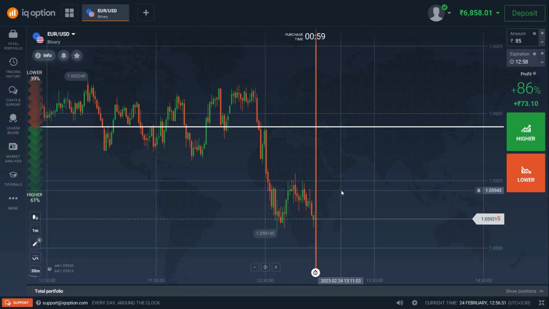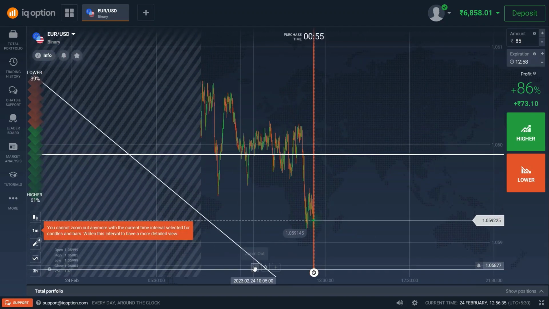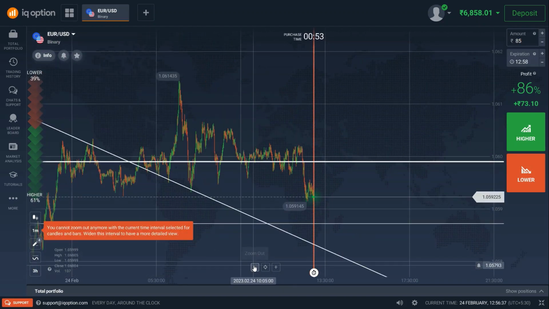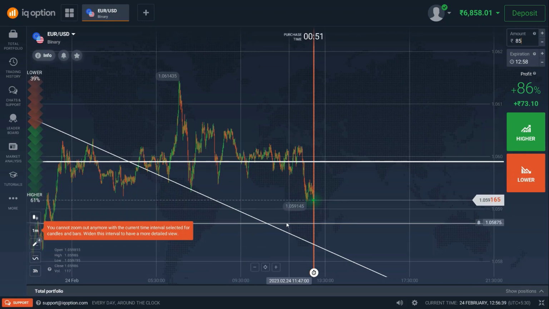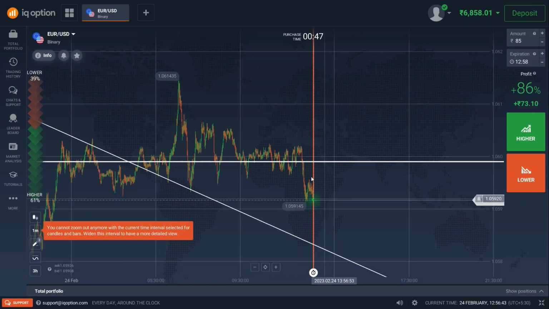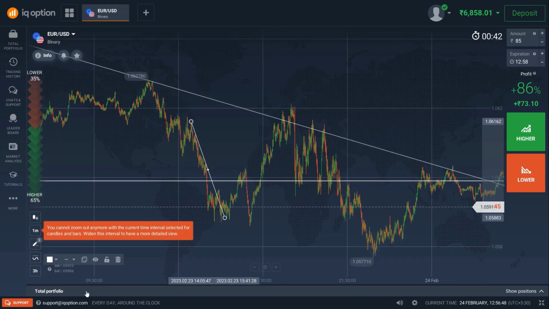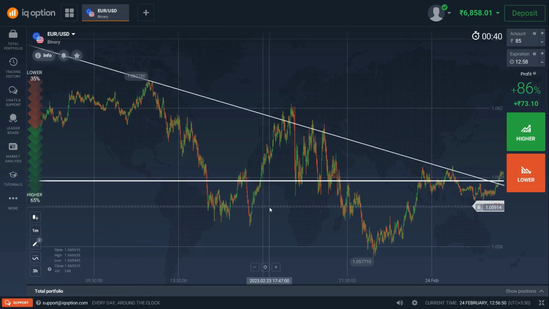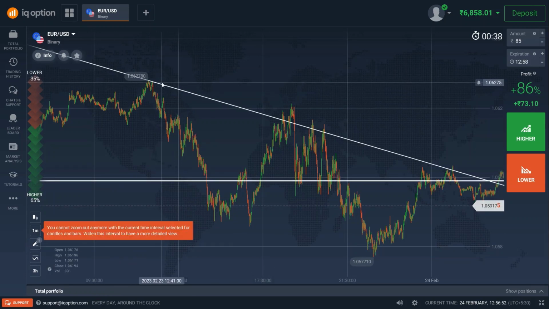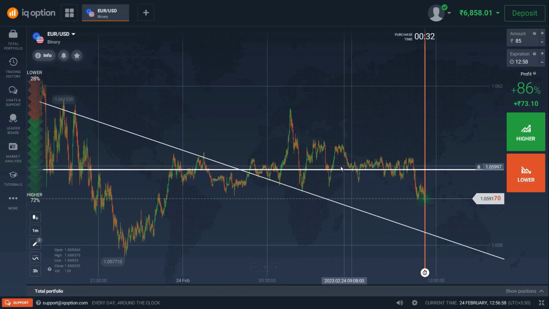Hey guys, we are now live on EUR/USD. So let's see how the market is doing. So let me delete this. Yeah, and yesterday we were in a downtrend. I drew this key resistance trend line and this horizontal support line. As you can see, the market is moving sideways.